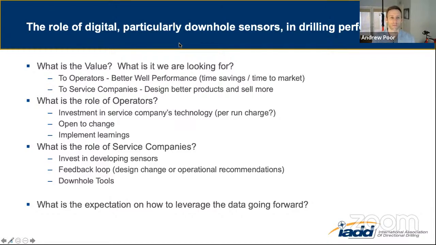What is the value? Is there an inherent value? It's hard to put a dollar amount on the value of, say, data, but what is it from Dustin and Paul's perspective, from an operator perspective? What is the value of this information?